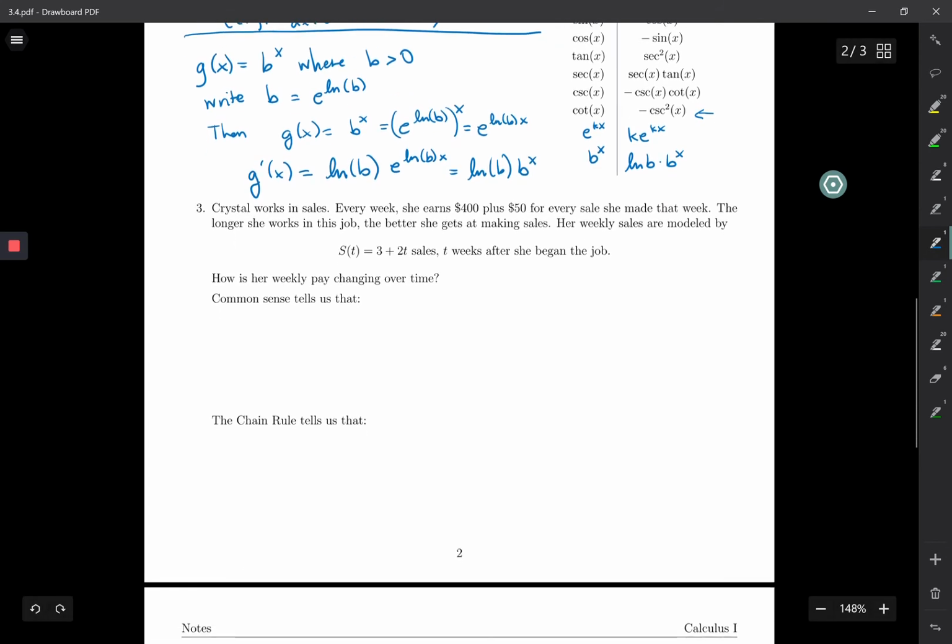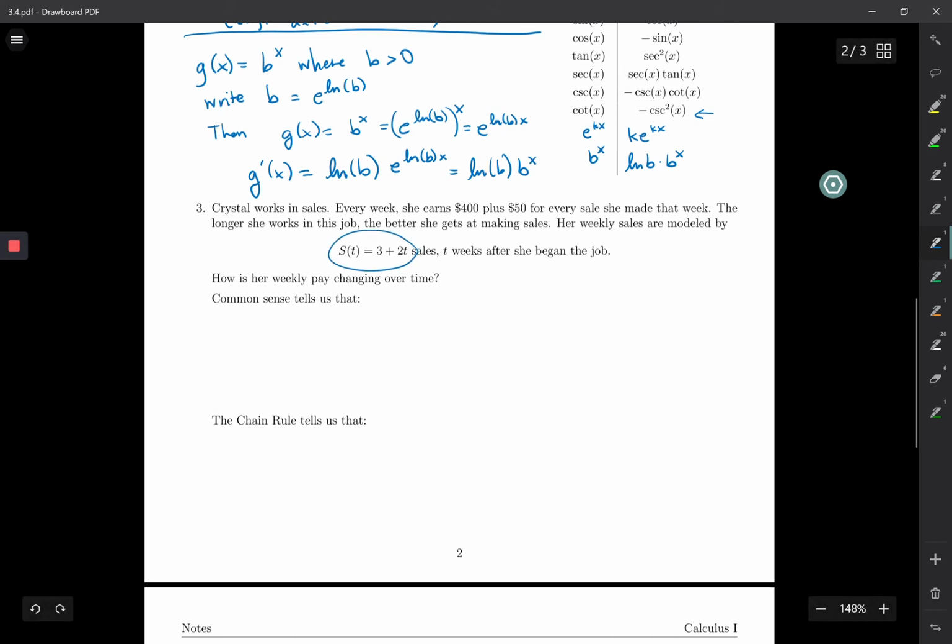Now, okay, the next problem is thinking about the chain rule, hopefully in a way that makes it make more sense, because so far it's just been formulas and maybe they're not so intuitive. Hopefully this example will help you think about it in a way that will help you get a handle on what's going on. Okay. So the idea is that Crystal works in sales, and every week she makes $400 plus $50 for each sale that she made that week. The longer she works in this job, she gets better at making sales. And so her weekly sales are modeled by this function right here.